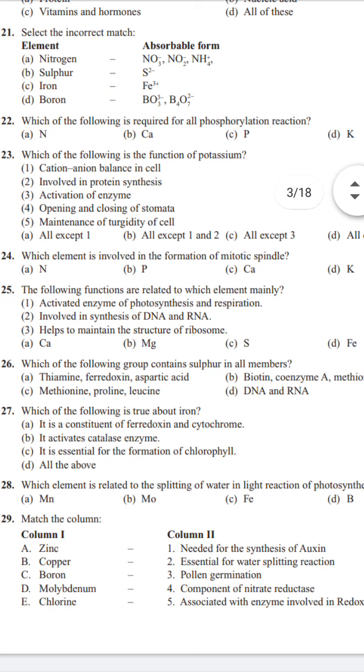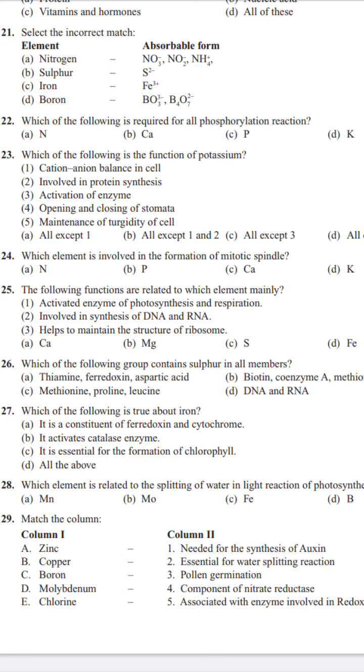Which element is involved in the formation of the mitotic spindle? Option A, N; option B, P; option C, Ca; option D, K. The correct answer for this question is option C, Ca. Here, students, let us see the explanation for this question. Plants absorb calcium from the soil in the form of calcium ion, Ca2 plus.